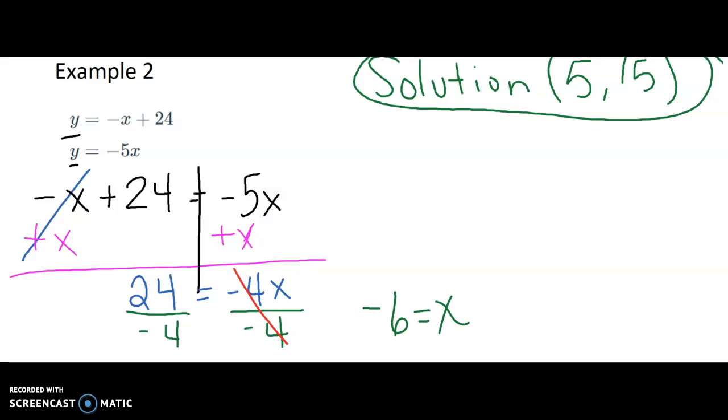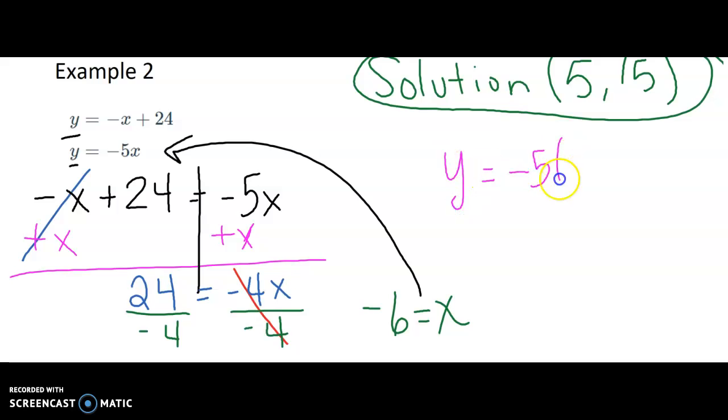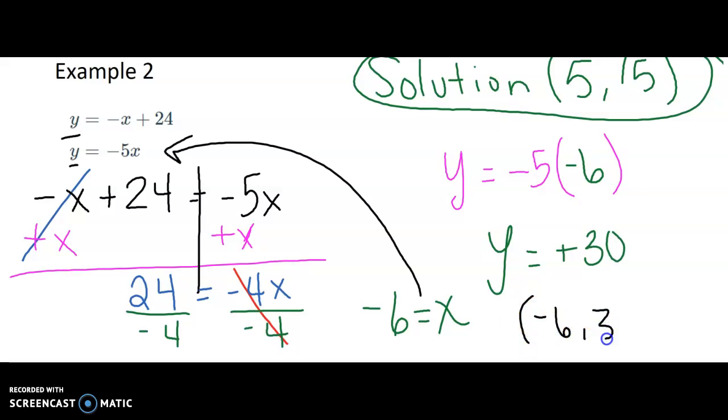And again, this is only half the solution. We still have to plug it back in. You can plug it back into either equation. I prefer the bottom one because it looks like it might be easier. So we got y equals negative 5. And instead of x, we got to plug in that negative 6 we got. So y equals a negative and a negative is a positive. 5 times 6 is 30. So our final solution here is negative 6, 30. Like that. Alright, so that was a very simple introduction into substitution.